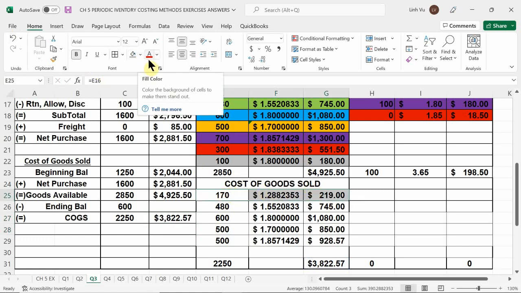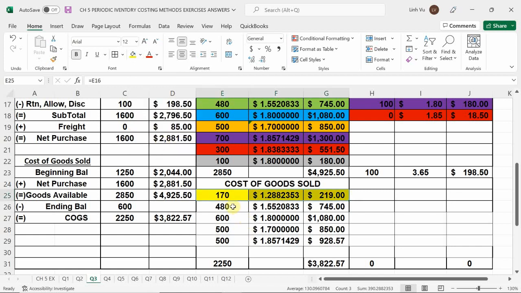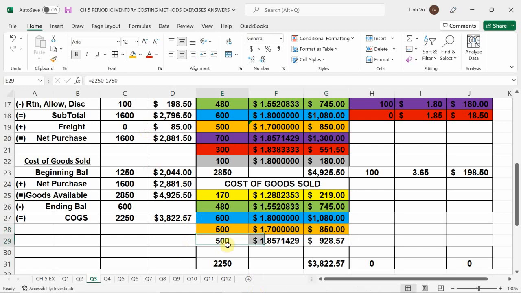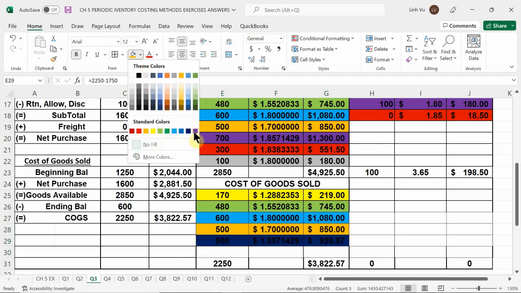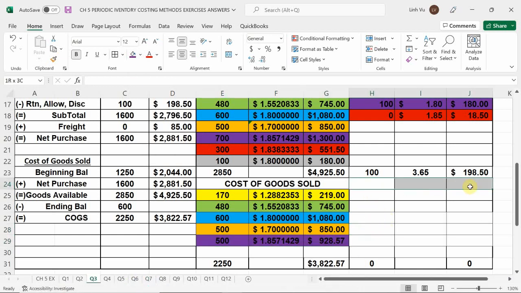So we started out with our yellow batch of inventory. Okay. Then we got our green batch of inventory. Then we got our blue batch of inventory for 600. And we had our orange batch at 500. Then we had our purple batch for the 500. Okay. So then we have our ending inventory.